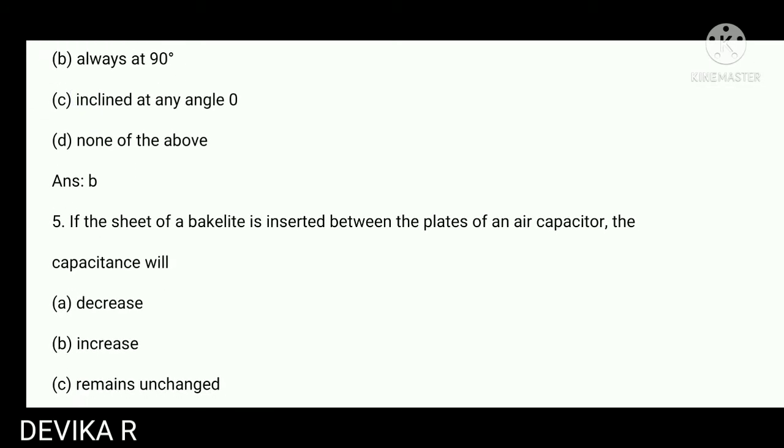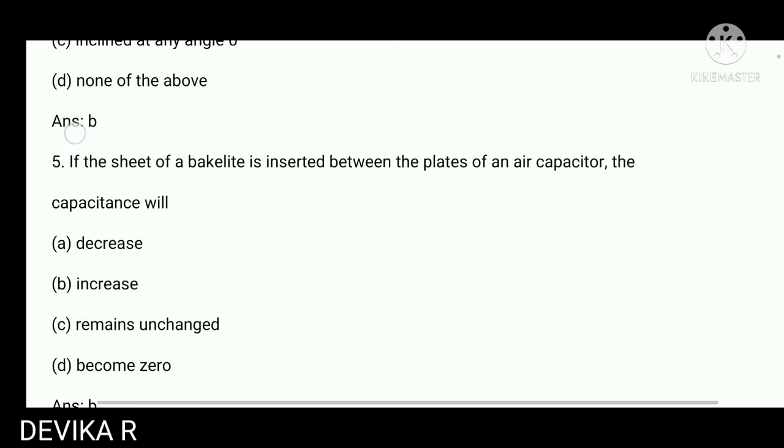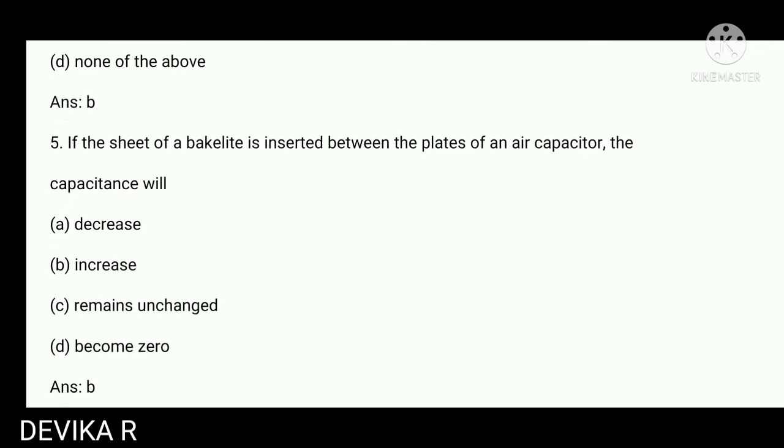The next one. If a sheet of bakelite is inserted between the plates of an air capacitor, the capacitance will be? What is the capacitance formula? C is epsilon A by d. Epsilon is termed as epsilon naught epsilon r. If the bakelite is inserted, the epsilon r value will be increased. So option B is the right one. Increase is the right answer.